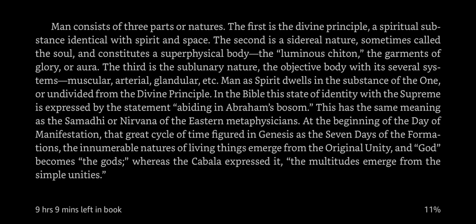Man consists of three parts or natures. The first is the divine principle, a spiritual substance identical with spirit and space. The second is a sidereal nature, sometimes called the soul, and constitutes a superphysical body, the luminous chiton, the garments of glory or aura. The third is the sublunary nature, the objective body with its several systems, muscular, arterial, glandular, etc.